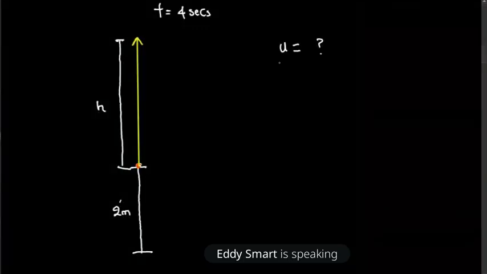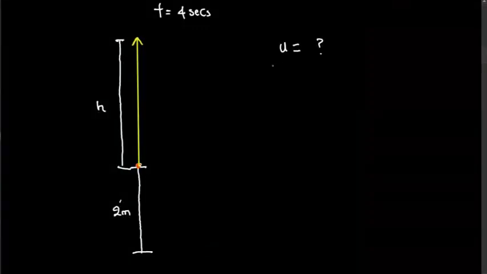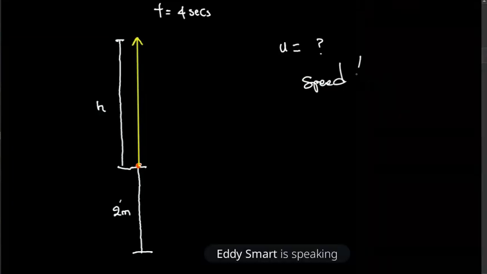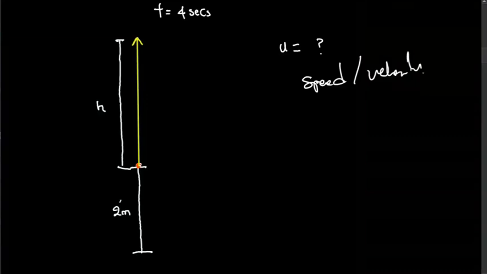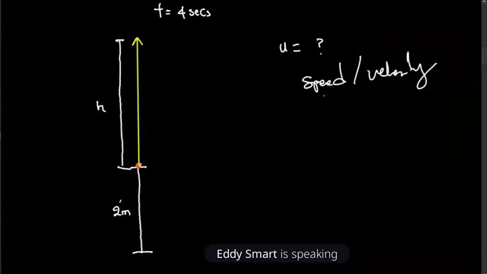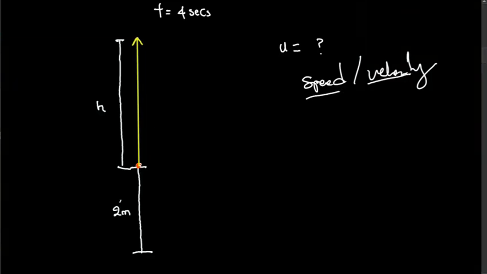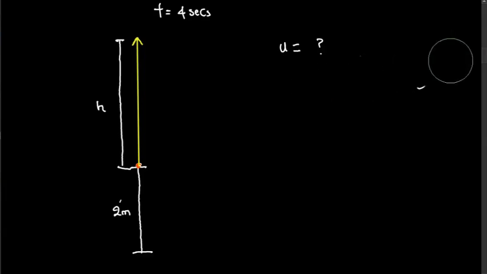So the initial velocity is the same as initial speed. Speed and velocity are the same thing, just that one is a vector and the other is a scalar. Speed is a scalar, velocity is a vector. They mean the same thing, just that one is in a particular direction. So to calculate the initial speed, we need to find a formula that we can use U for.